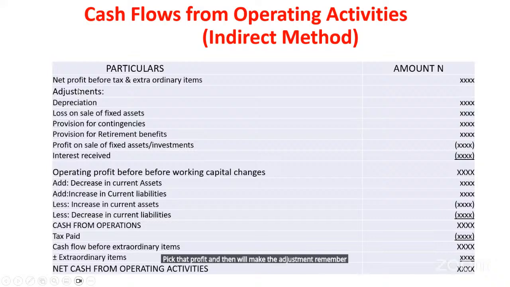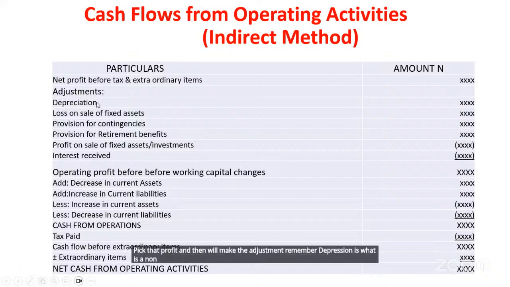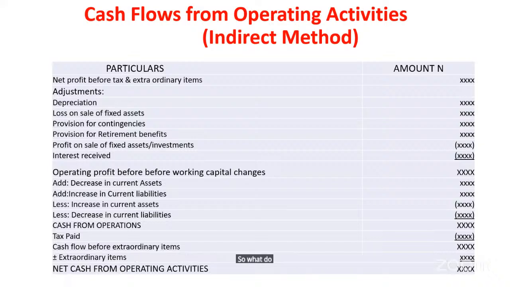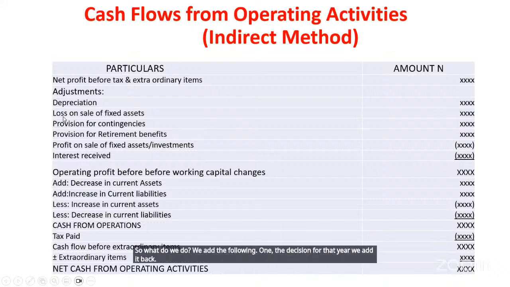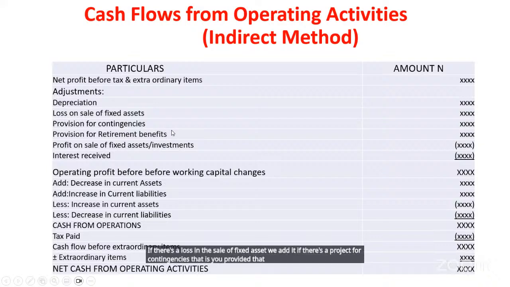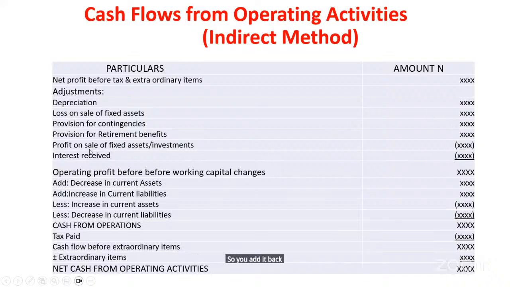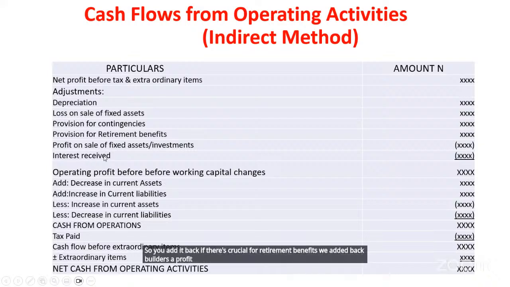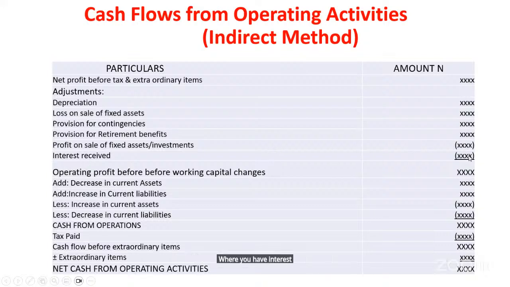Remember, depreciation is what? It's a non-cash item. So what do we do? We add the following. One, depreciation for that year, we add it back. If there's a loss on the sale of fixed asset, we add it. If there's a provision for contingencies, that is, you provided that for unforeseen items in the account, so we add it back. If there's provision for retirement benefits, we add it back. If there's a profit on the sale of fixed asset or investment, that is, if you make a profit on the sale of fixed asset or investment, you less it. When you have interest received, you less it.